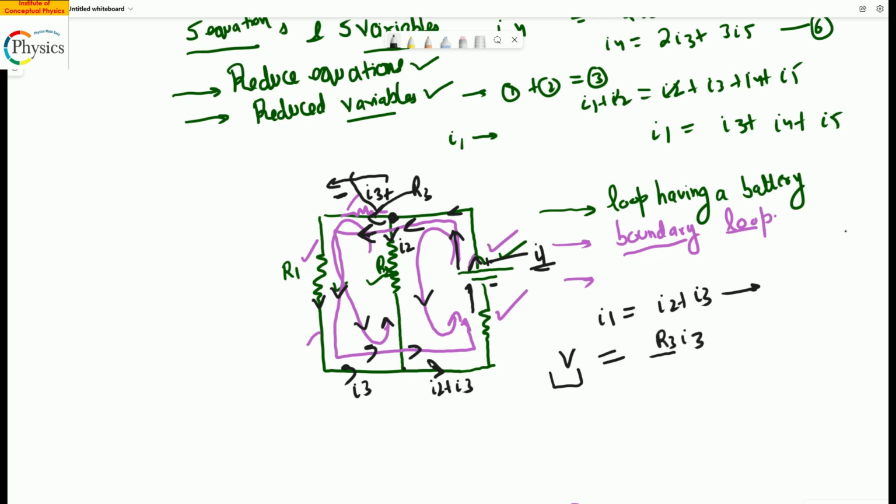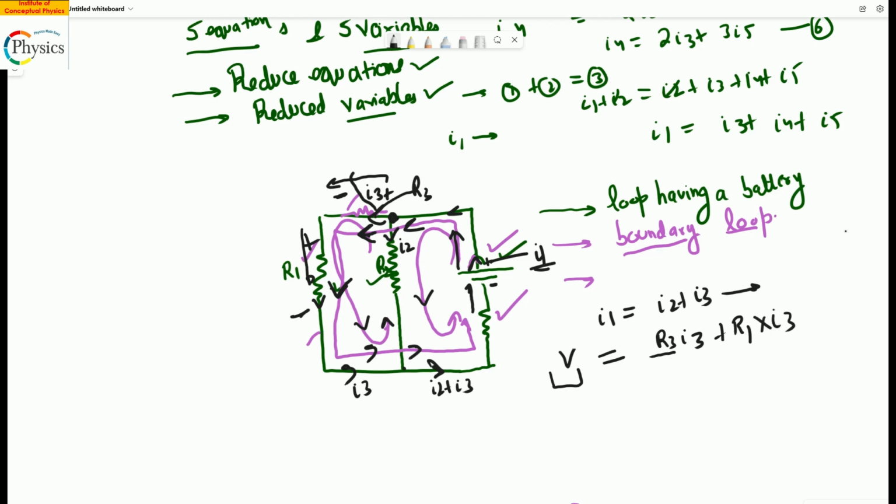And Ohm's law. And let's look at this, right? This is also a drop. Current moves from positive to negative. The loop direction and current direction is same. So therefore it is R1 into I3.